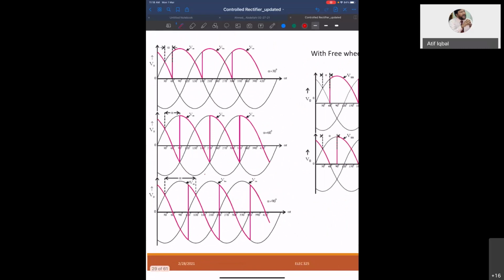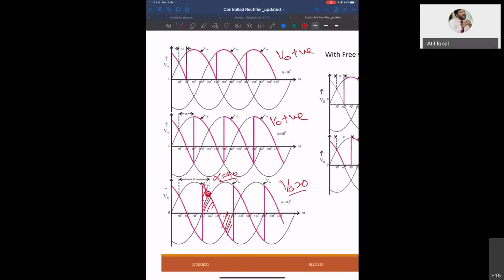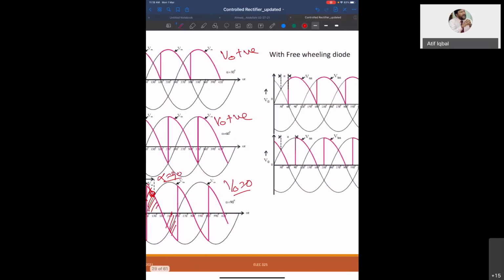Now you see, when you have alpha equal to 90 degree, then you have equal positive and equal negative. So your average voltage will be 0. Here your average voltage will be positive. But if you go beyond this point, then it will be negative. That means it is operating as an inverter or line commutated converter.